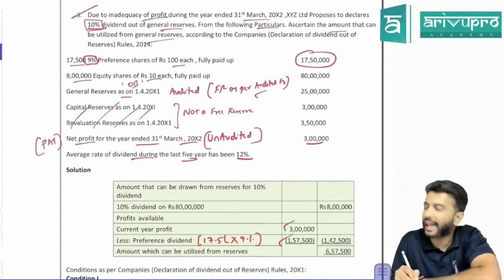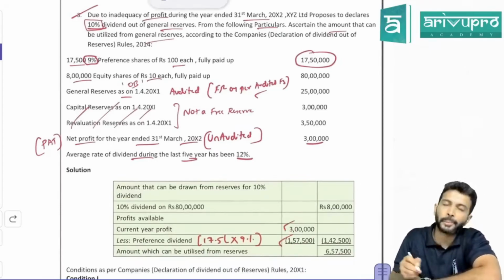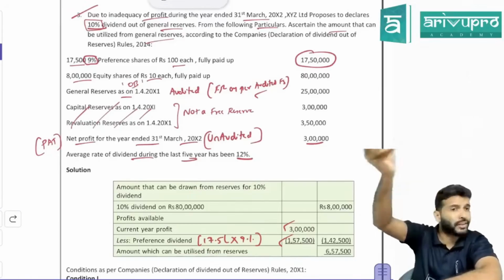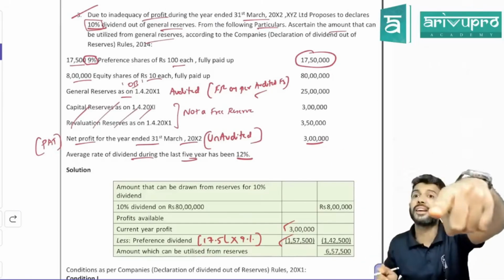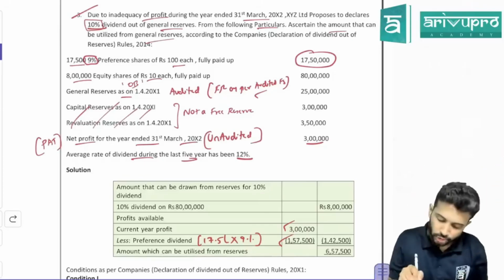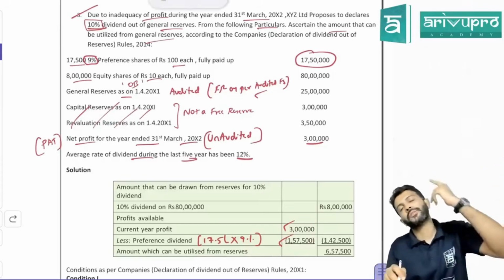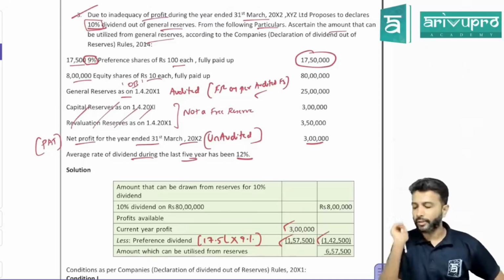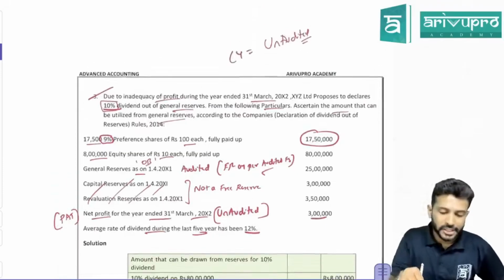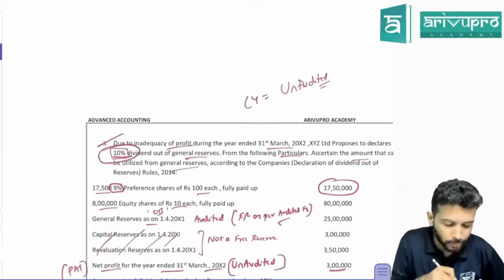1,57,500. So you have 3 lakh profit. In that 3 lakh profit, first you have to pay preference dividend of 157,500, because if you want to give equity dividend, first you have to compulsorily give a preference dividend. So in this 3 lakh profit, 157,500 will be utilized for preference dividend. So how much money remains in P&L? 142,500. Now check how much equity dividend the company wants to propose.